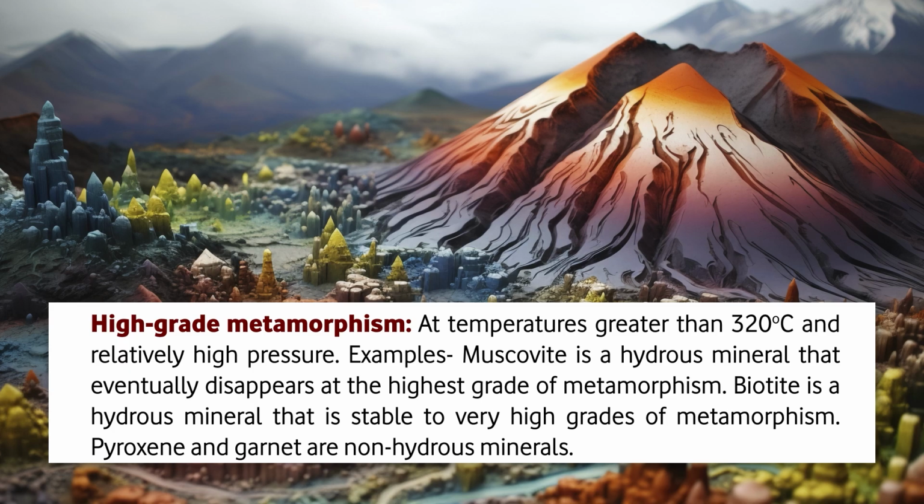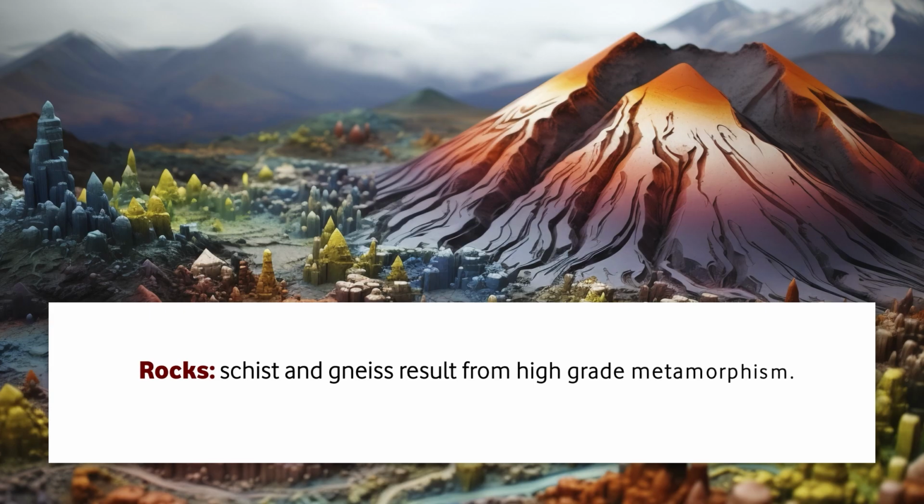High grade metamorphism occurs at temperatures greater than 320 degrees centigrade and relatively high pressure. The examples include muscovite, a hydrous mineral that eventually disappears at the highest grade of metamorphism. Biotite is a hydrous mineral that is stable to very high grades of metamorphism. Pyroxene and garnet are non-hydrous minerals. The rocks formed are schist and gneiss, which result from high grade metamorphism.